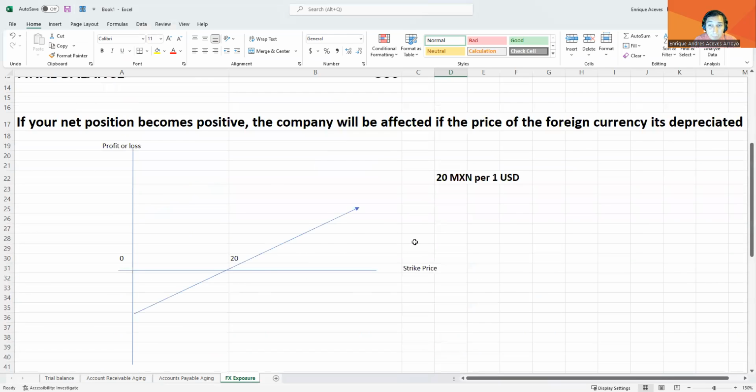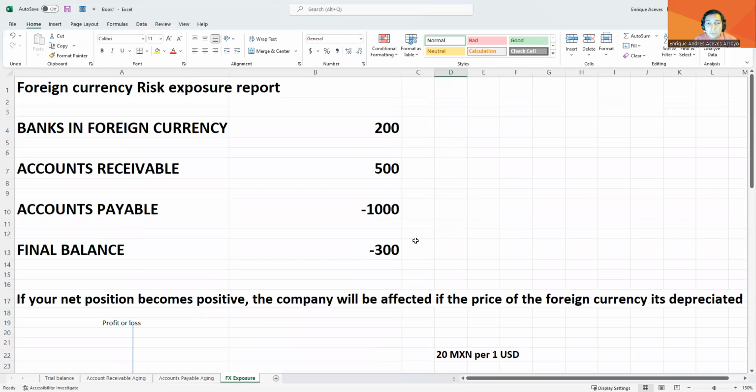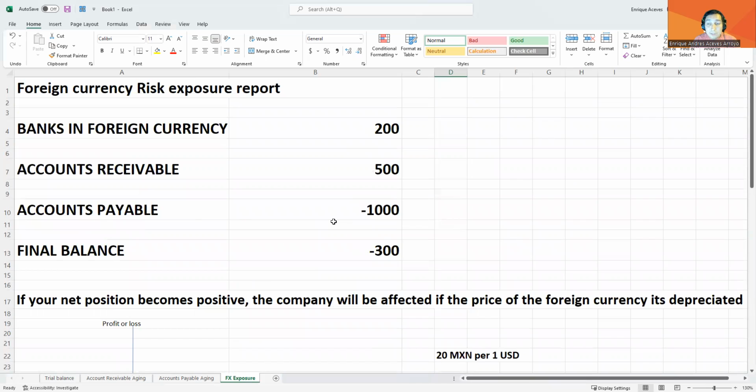Okay, well, that's all for this foreign currency risk exposure. Now you know how to get your risk exposure of foreign currency, guys. And in another lesson, you will figure out how to hedge this risk exposure.